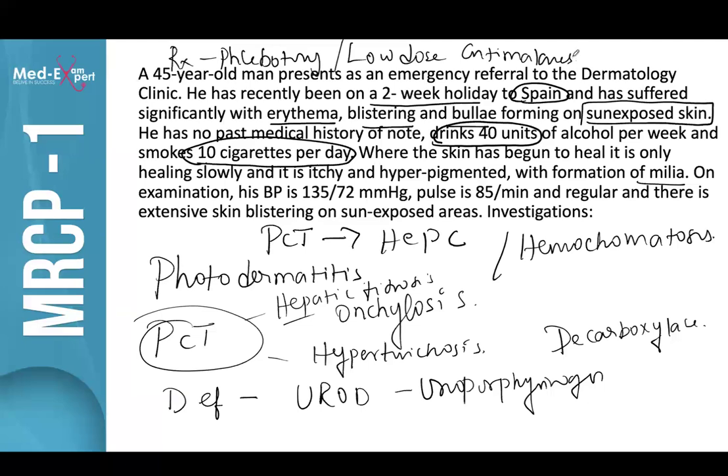Why I am writing all these things is that anything can be asked. They can give a scenario of onycholysis and fibrosis and ask you to diagnose something. You should be able to say PCT. They can give a scenario of PCT and ask which enzyme is deficient. You should be able to tell. They can give you the entire scenario and diagnosis, then ask what treatment you will give. You should be equipped to answer anything they ask. And they may ask about the associated conditions of PCT, that is Hep C and hemochromatosis.